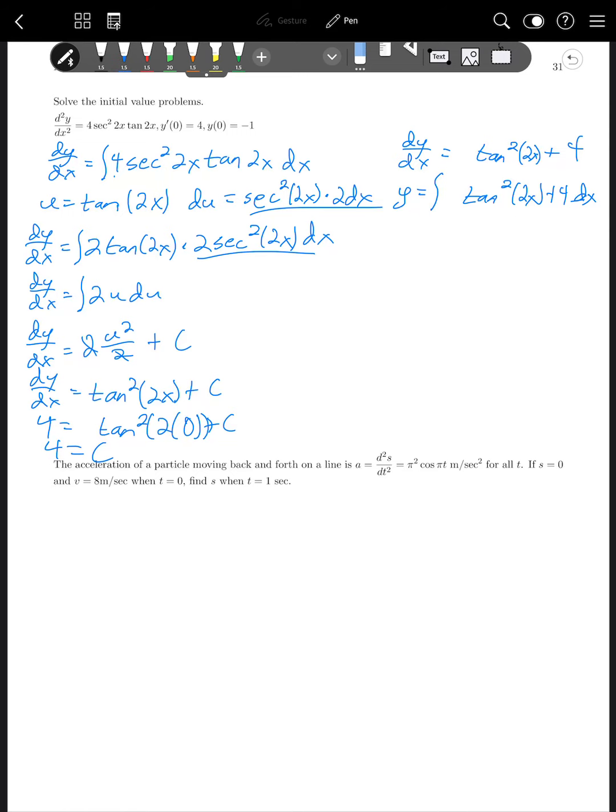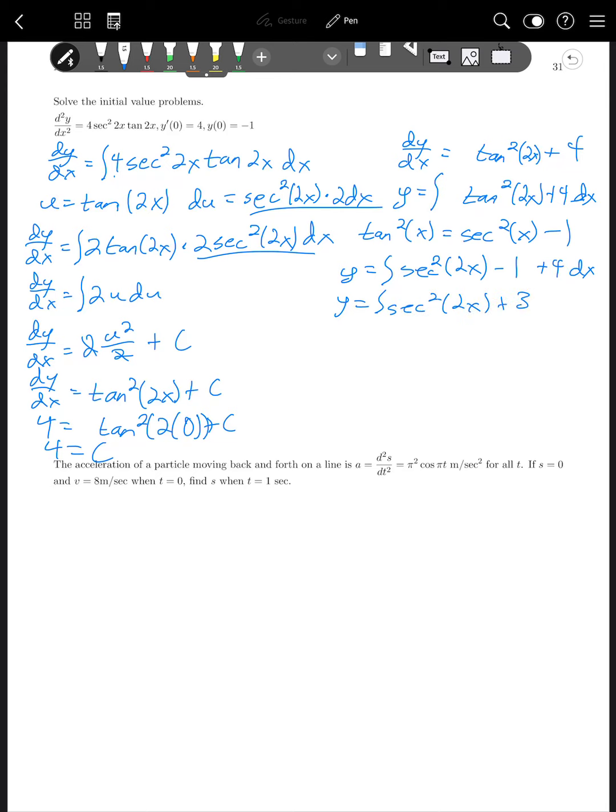But what we can do is use a trig identity to substitute here to give us something that does work. One of our trig identities is that tangent squared of x equals secant squared of x minus 1. And I do know the antiderivative of secant squared x. So if we substitute, this is secant squared of 2x minus 1 plus 4 dx. So this is y equals the integral of secant squared of 2x plus 3 dx.